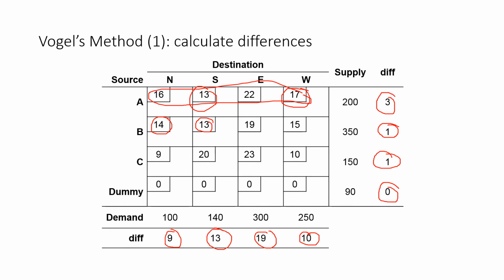So the largest penalty, and you break ties arbitrarily if you have more than one, but here we have only one, 19, which is the largest penalty.